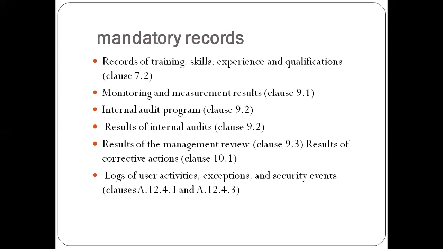Clause 9.3, result of management review. Management review is compulsory, so of course, it must be done. Show us evidence that the management team of the organization have met. The standard says they must meet at planned intervals. So you have to determine what that interval, the frequency, is going to be. But show us evidence that they have met. Result of corrective actions, clause 10.1. Show us evidence that non-conformities that have been discovered, either minor or major, have been addressed.